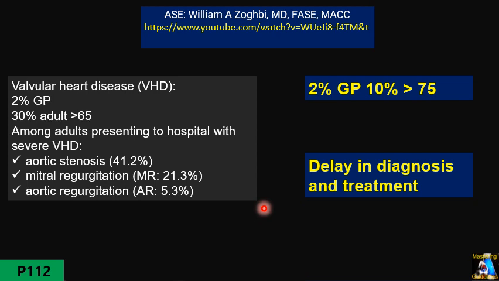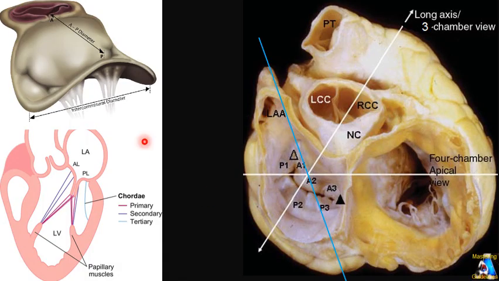Now let's do a short review of the anatomy of the mitral valve. The mitral valve has a unique semicircular shape, and its spatial shape is completely unique and amazing. Most of this character is related to the arrangement and connection of the chordae tendineae to the leaflets. The mitral valve has two leaflets, anterior and posterior.